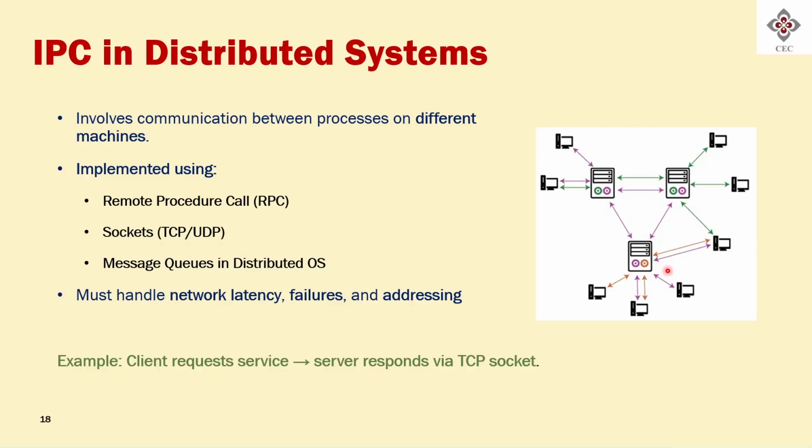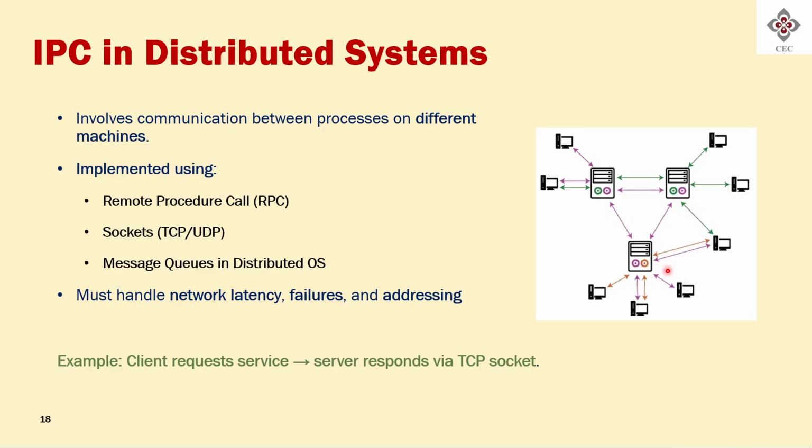The next is IPC in distributed systems, where the systems are not located in the same place; they are located in different places. So it involves communication between processes on different machines, and these IPCs can be implemented in different ways. One is the remote procedure call method, which is an old method. The second is using sockets, either reliable or unreliable sockets as per convenience. The next is message queues in distributed operating systems. These are all methods that can be used for communicating between two processes running on two different machines, and these machines are located geographically apart.